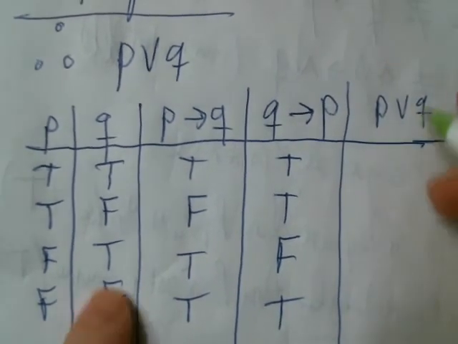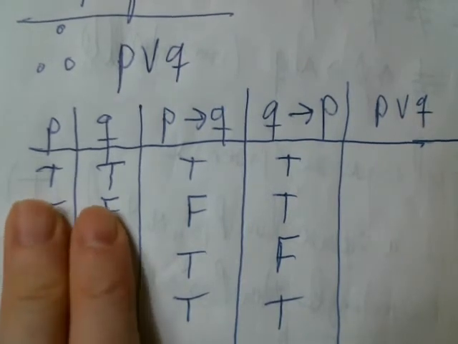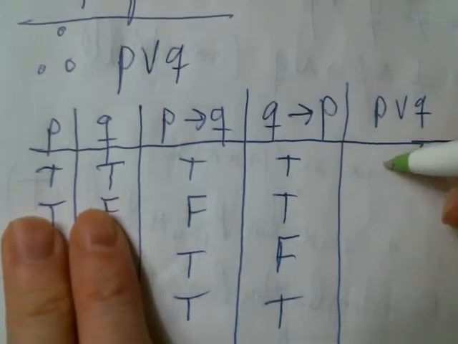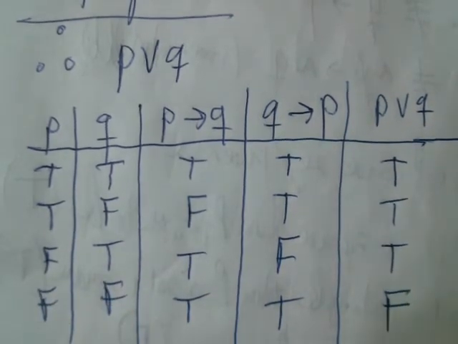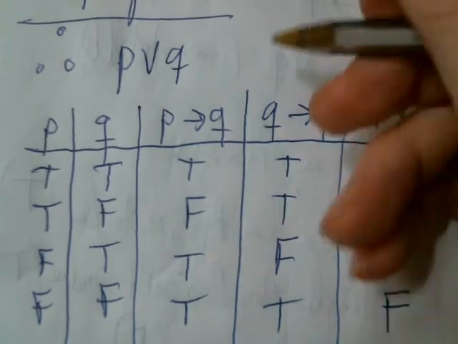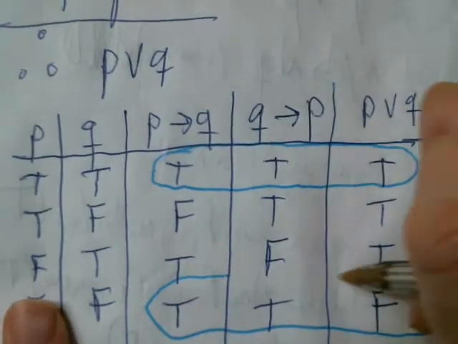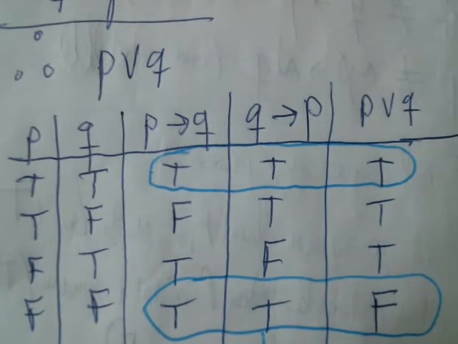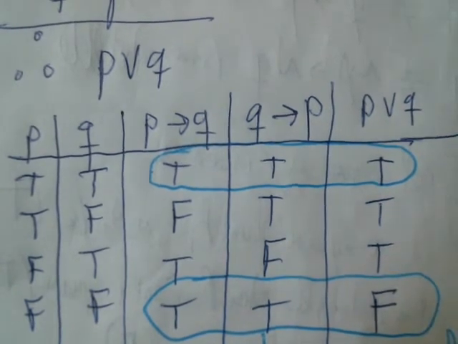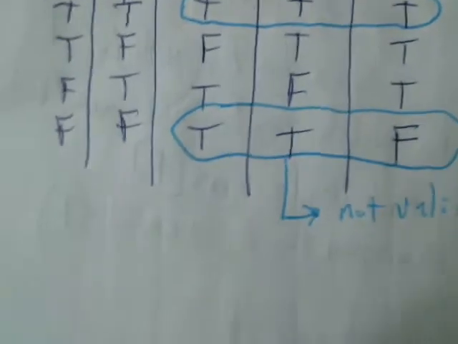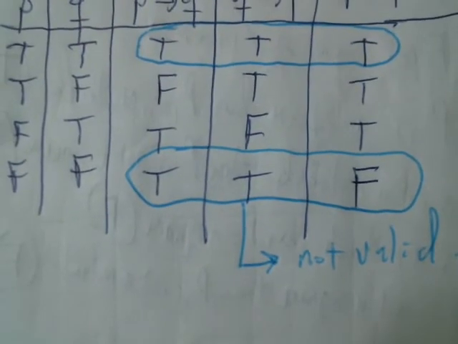And then for P or Q, we have to go to these two columns. If either one is true, then this is true. So true, true, true, and then false. Then we need to go through and circle the rows where the premises are true, and then look at the conclusion. So this one works. Sadly, this one does not work. So therefore, it's not a valid argument. That second row indicates it's not valid.